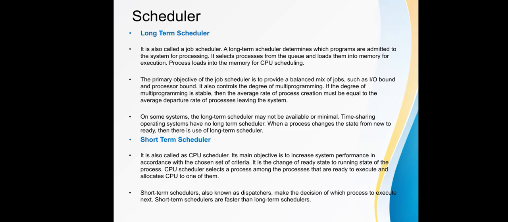If the degree of multiprogramming is stable, then the average rate of process creation must be equal to the average departure rate of the processes leaving the system. But it is a very long and complicated, time consuming process. So long term schedulers are not frequently available, or these schedulers never give a better reply for a large scale multi-programming operating system.